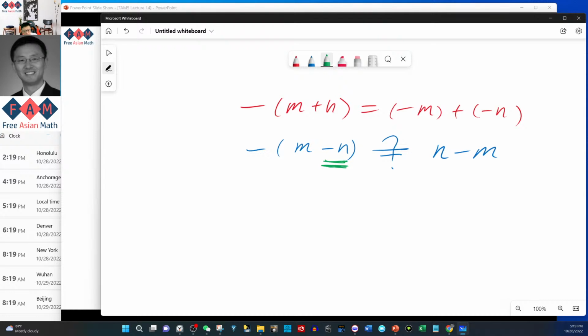But wait a second. Last time we already proved m minus n equals m plus negative n, right? We proved this last time. Because last time what we wrote is m plus negative n equals m minus n, but we are just reading from the right to the left this time. So because this is the same thing as this, we just put the right-hand side onto the left-hand side. That won't change the nature of the equality relationship. The two are still equal.